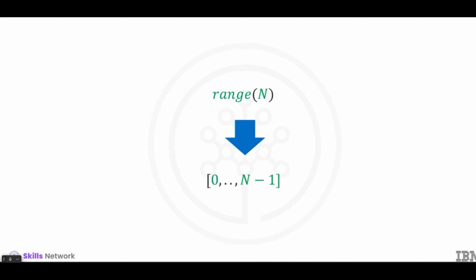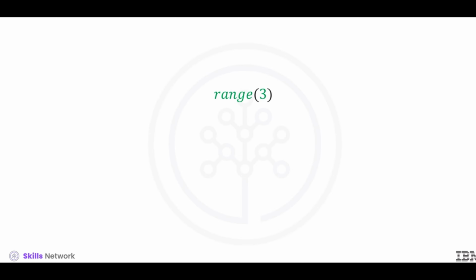The range function outputs an ordered sequence as a list. If the input is a positive integer, the output is a sequence. The sequence contains the same number of elements as the input, but starts at 0. For example, if the input is 3, the output is the sequence 0, 1, 2.